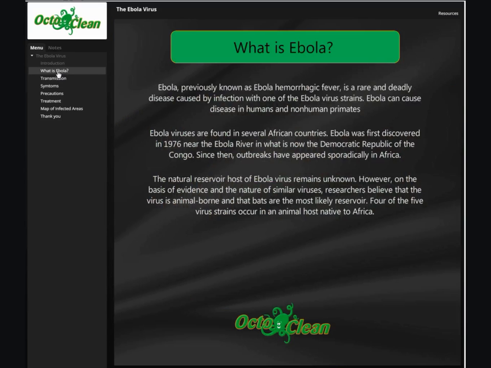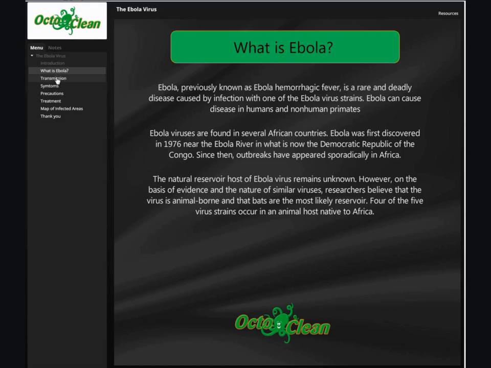What is Ebola? Ebola, previously known as Ebola hemorrhagic fever, is a rare and deadly disease caused by infection with one of the Ebola virus strains. Ebola can cause disease in humans and non-human primates. Ebola viruses are found in several African countries.